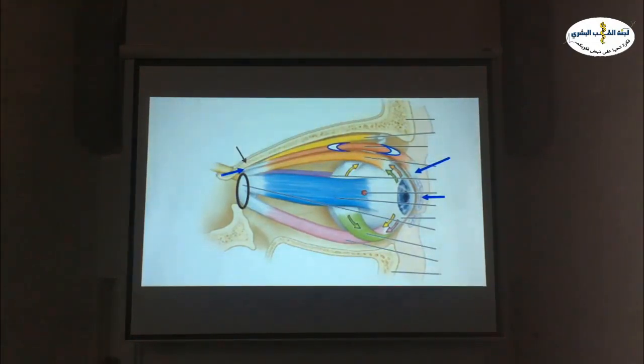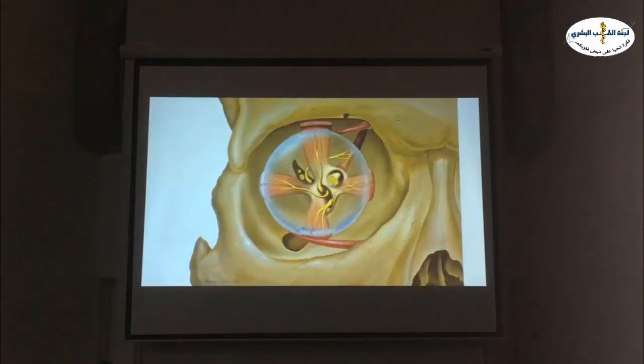Therefore, when it contracts, the upper eyelid is elevated. Therefore, we call it levator palpebrae superioris, levator of the superior eyelid. This muscle has part of it involuntary and most of it is voluntary. This is the inferior oblique.